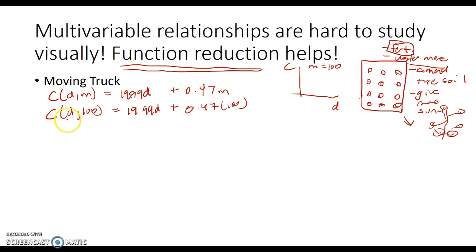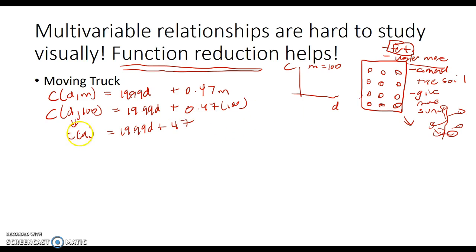And if you do the math on this, a lot of times we'll just say, okay, this is C of D. Now, it's kind of tricky to do. You have to keep remembering that this function is only applicable to the fact that you drive 100 miles. If you drive any more miles, you have to change the value of m.